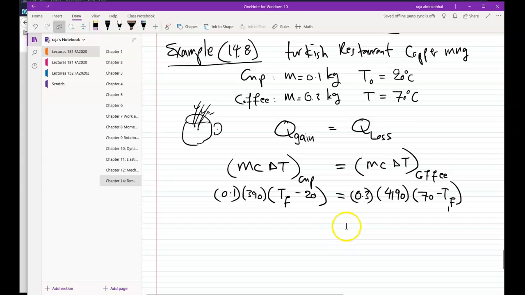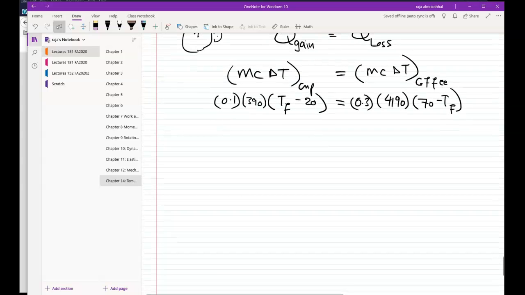All I need to do is the algebra to solve for TF. And those two. You see what I'm saying? There is some amount of algebra involved here. And when you work it out, I have worked it out on my sheet here. Let's do maybe a couple of steps.